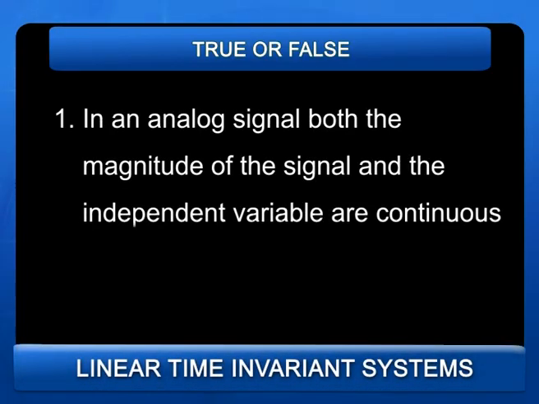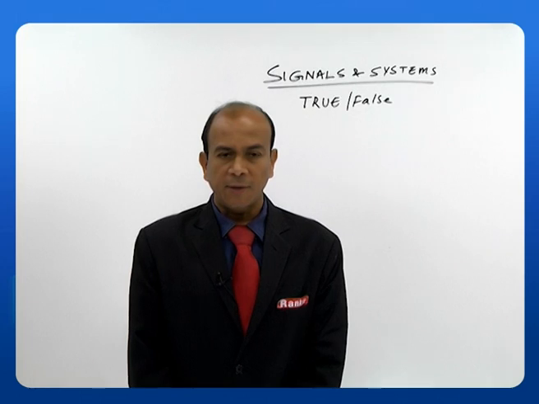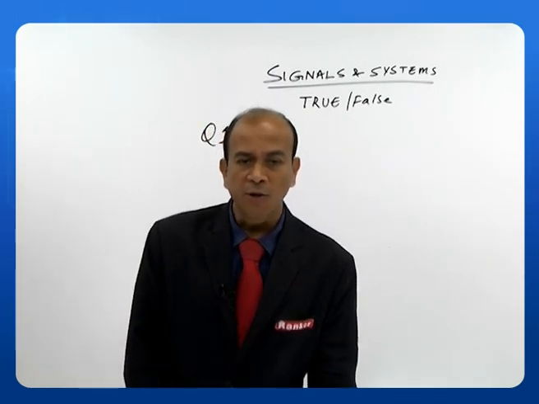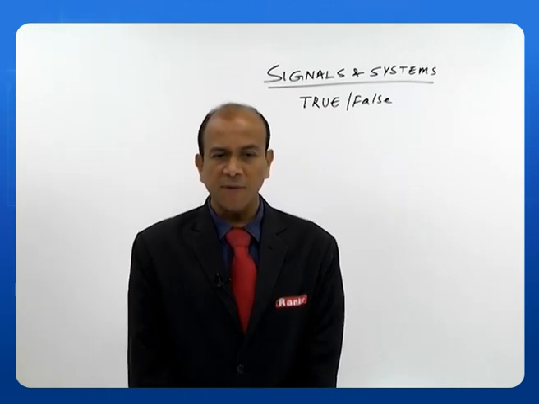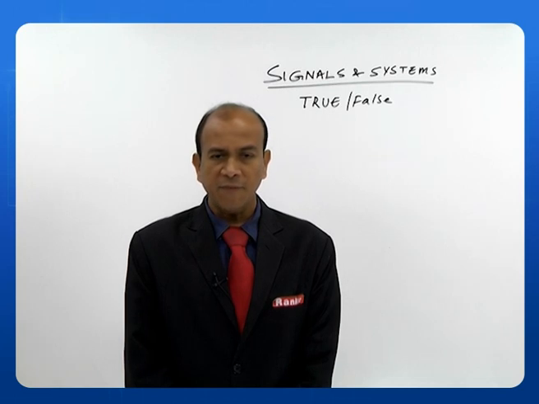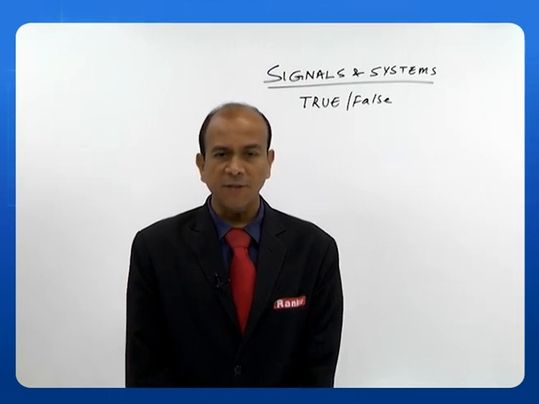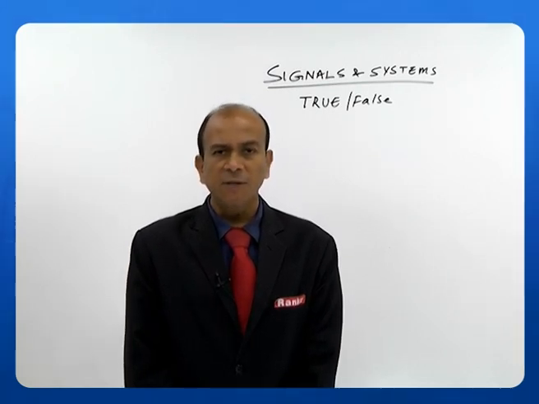The first question is, in an analog signal, both the magnitude of the signal and the independent variable are continuous. We have to tell whether this is true or false. Earlier we have seen the analog signal definition, that the magnitude of the signal and the independent variable are continuous. So this must be true. Let us see whether it is true or false.